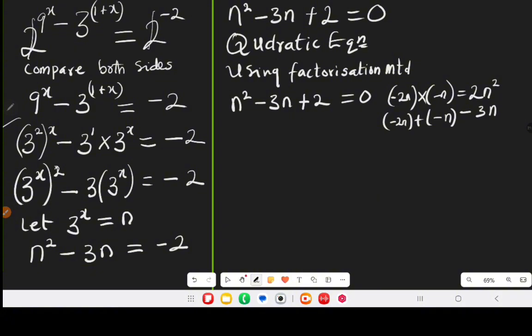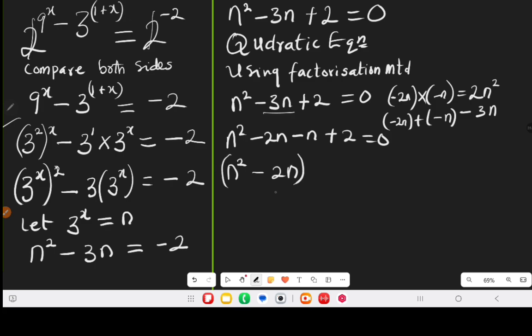Next step, we have to write n squared. Instead of minus 3n, we replace it by the factors minus 2n and minus n. So we have n squared minus 2n minus n plus 2 equal to 0. Then we continue. We have n squared minus 2n.